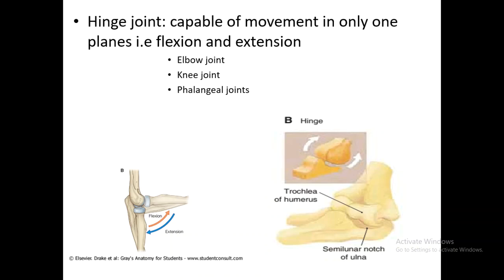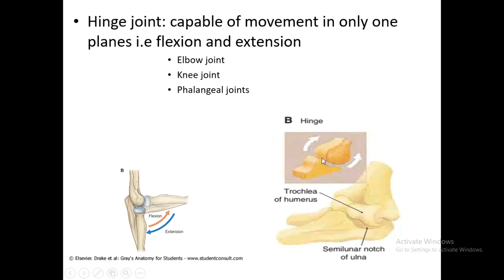And then we look at the hinge joint. This is capable of movement in only one direction or in only one plane, i.e. flexion and extension. That's the elbow. It moves in only one plane. We have the knee joint. We have the phalangeal joints. These are in the hands, on the fingers. So you find the hinge is here.